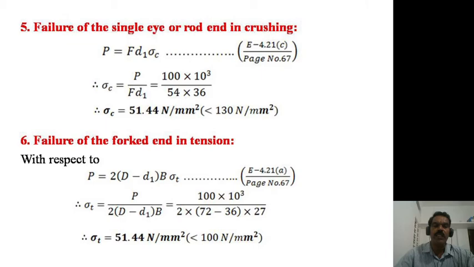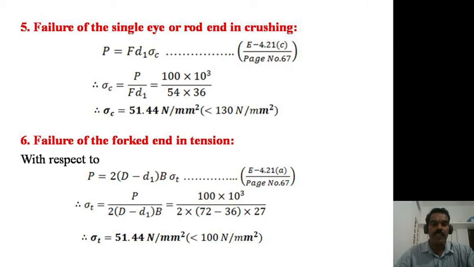Sigma T means tensile stress. This formula is already available in the DDHP Design Data Handbook, page number 67 and equation number 4.21a. In this equation we have to calculate sigma T, that is the induced tensile stress of the forked end. Therefore sigma T has to be taken outside. Sigma T is equal to load P divided by 2 into bracket capital D minus small d1 into bracket capital B. Now you can substitute all values in this equation.